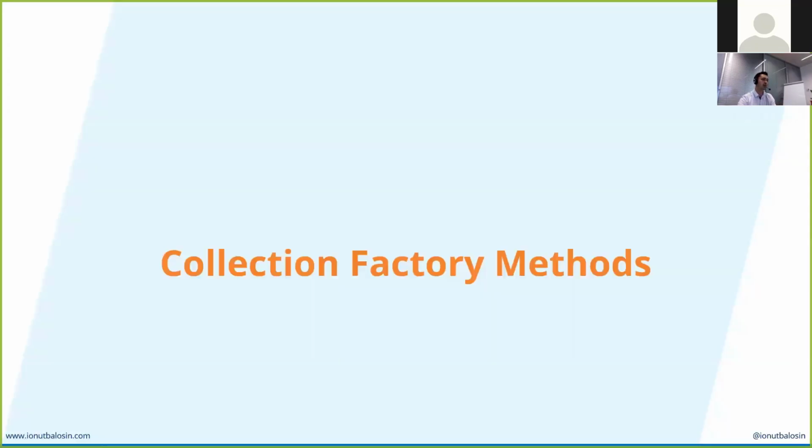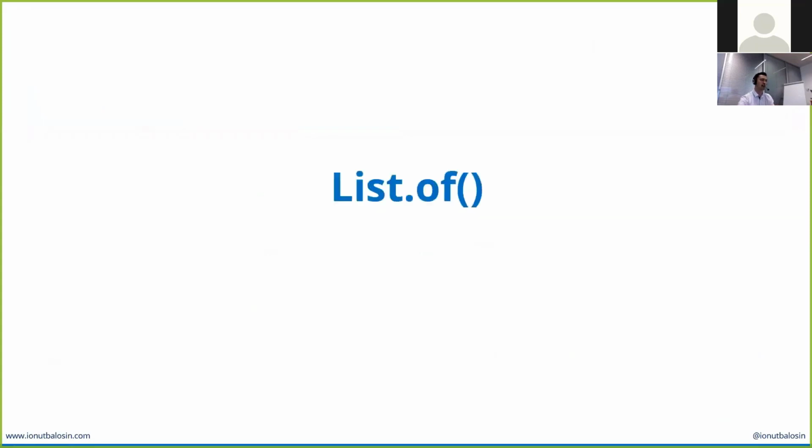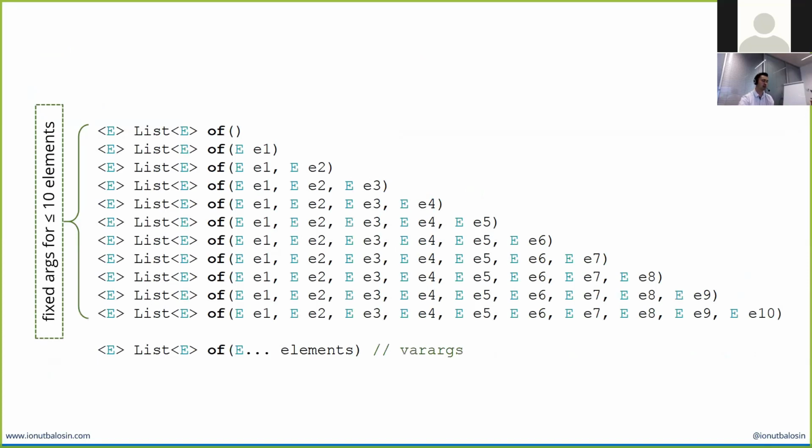The next API is in regards to collections, and more specifically, to creating unmodifiable collection instances. For example, until JDK 9, there wasn't such a compact API to create unmodifiable lists, sets, and maps. Now they added this API. How does it look? Let's start with List.of.